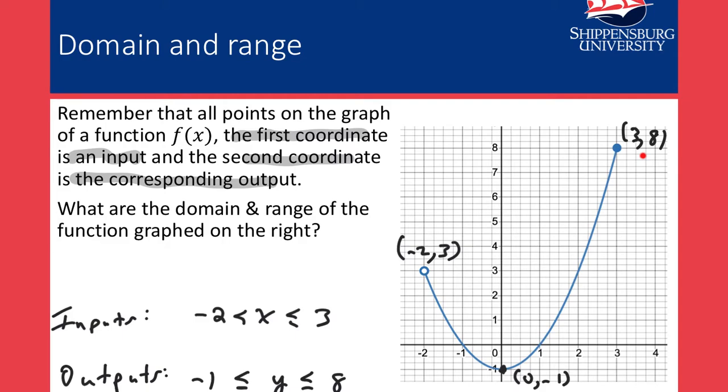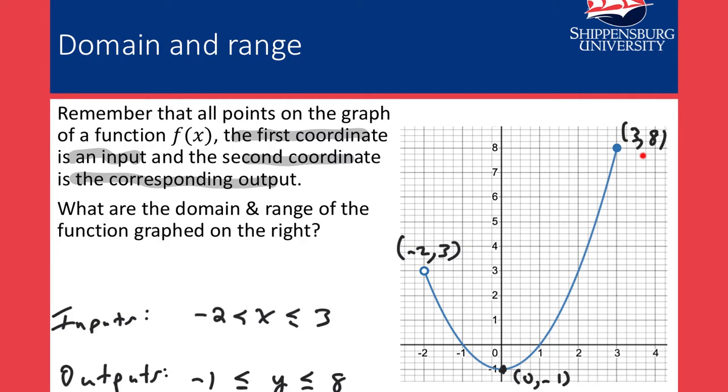The possible inputs, we call that the domain, and the possible outputs, we call that the range. So when you have a graph in front of you, it's actually a fairly easy question. It's just a matter of marking and reading off coordinates of the extreme points on your graph and then writing it down in the correct notation.